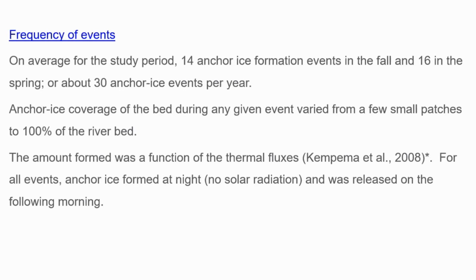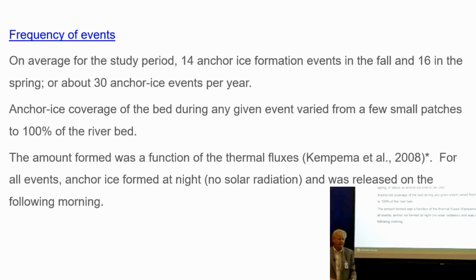The frequency of events, on average, the study showed that 14 anchor rafting of ice events occurred every fall, 16 in the spring, 30 events total per year. Anchor ice coverage varied from a few patches. So if you go to many rivers around here, you'll see, even shallow rivers, you'll see anchor ice formation. Again, a very delicate formation. The water gets super cold, only a fraction of a degree, but it occurs over and over again.